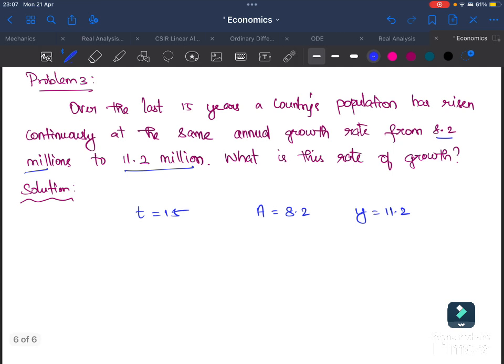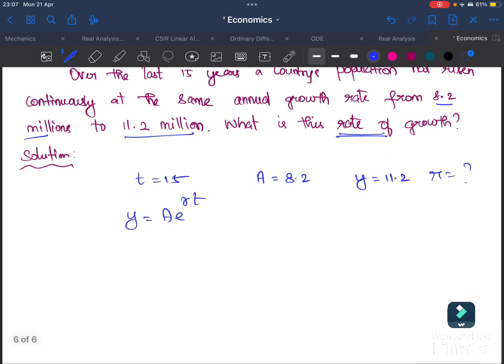Now what is the rate? They have asked the question directly, what is the rate? You have to find the rate r. Same formula, y is equal to a into e power rt. Now you know the value of a, y is 11.2, a is 8.2, r I don't know, I just keep as it is. Now t is 15.